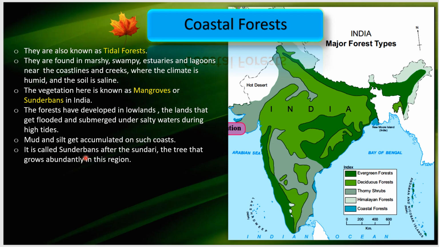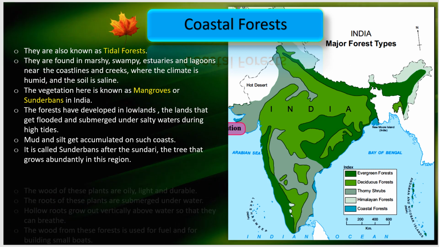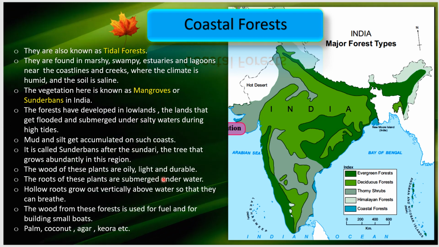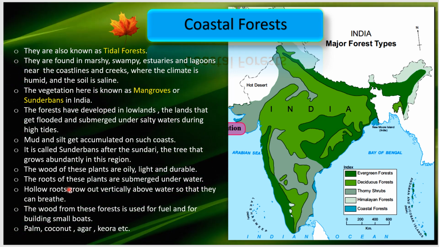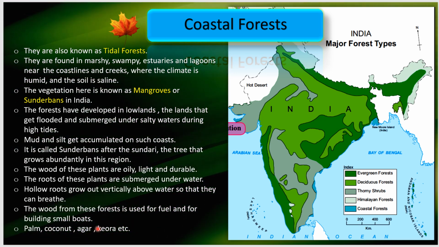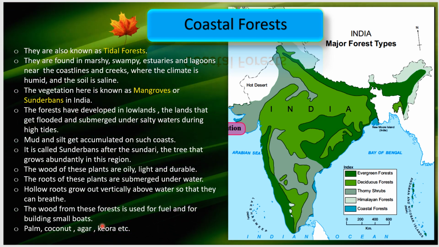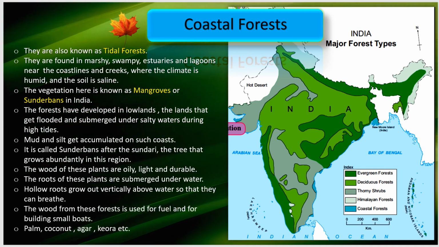Mud and silt get accumulated on such coasts. It is called Sundarbans after the Sundari, the tree that grows abundantly in this region. The wood of these plants is oily, light and durable. The roots of these plants are submerged under water. Hollow roots grow out vertically above water so that they can breathe. The wood from these forests is used for fuel and also for building small boats. Palm, coconut, agar, kura, etc. are found in such type of forests.